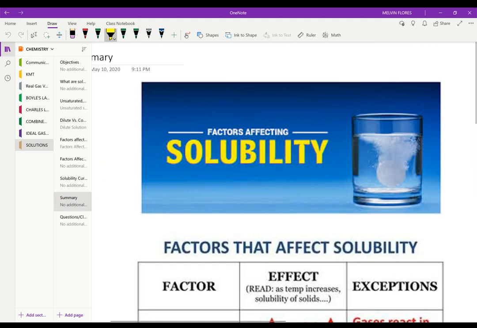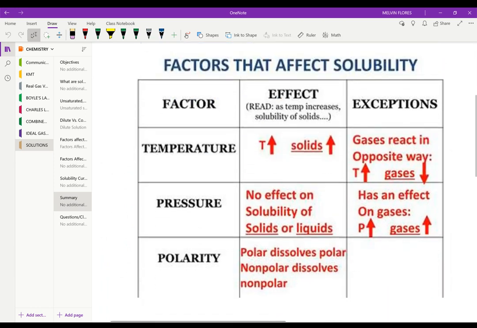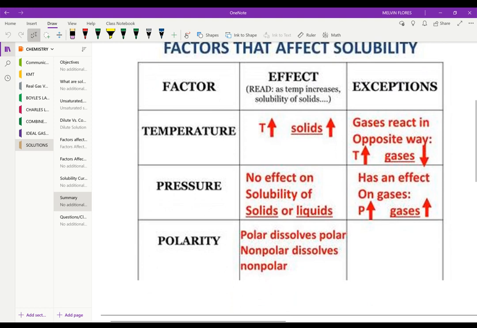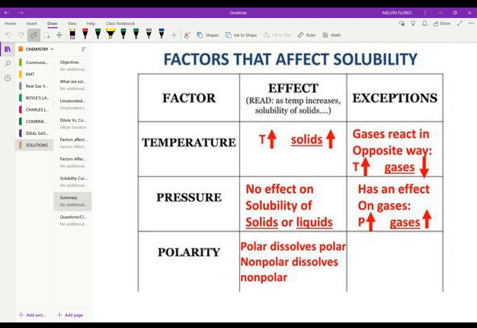All right, so let's try to summarize the factors that affect solubility. The first one is temperature. The temperature effect depends on whether it is a solid or a gas. If it's a solid, increasing the temperature will increase the solubility. While in gases, it reacts the opposite way. If you increase the temperature, gas solubility will be lower, but if you decrease the temperature, the solubility of gas will be higher. In terms of pressure, there's no effect on the solubility of solids or liquids, but it has a great effect on gases. When you increase the pressure, the gas solubility will also increase.